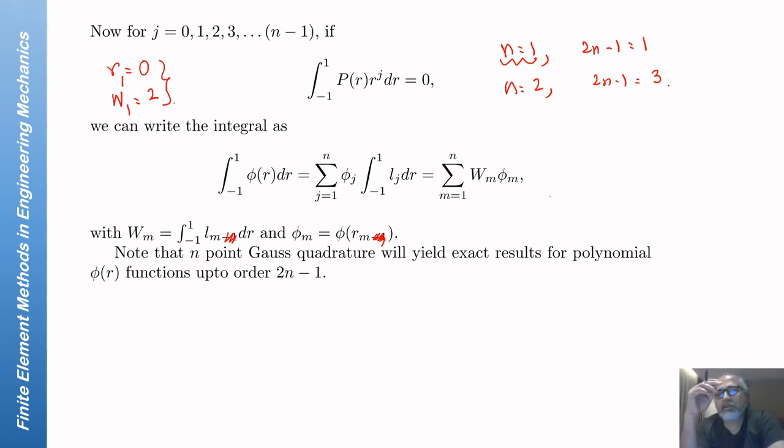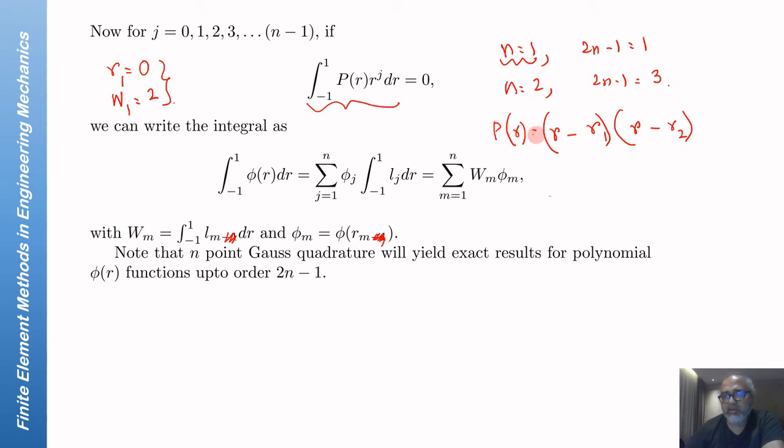So now let us see for a particular case when we are doing two-point Gauss quadrature, what are R1 and R2, how do we determine them? So for n equal to 2, you will have two sampling points. Let's call them R1 and R2. So you will have R minus R1 and R minus R2. So this will be your PR, right? And then you have two such equations.